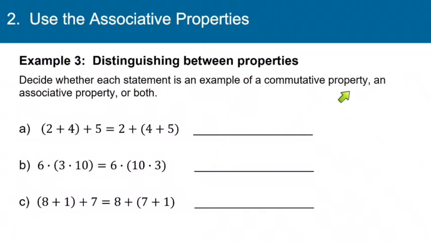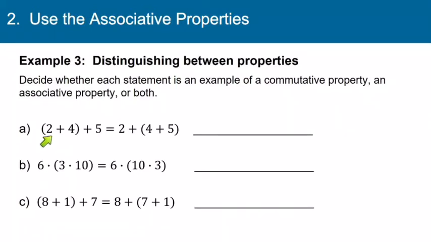Now here is example 3, and on this one we're going to decide whether each statement is an example of a commutative property or an associative property or both. So keep in mind that on the commutative property, the order of the numbers has to change. On the associative property, what's put in the grouping symbols has to change. So let's look at part A.